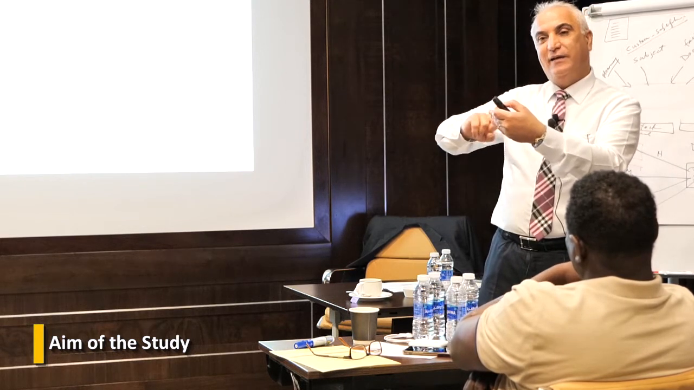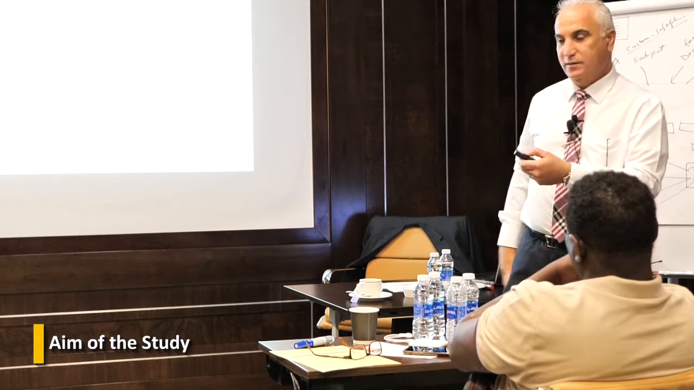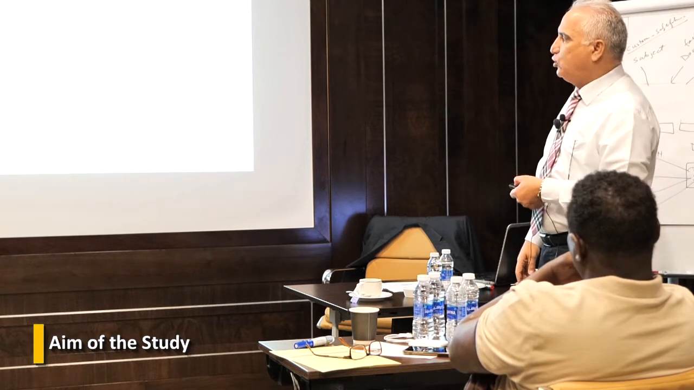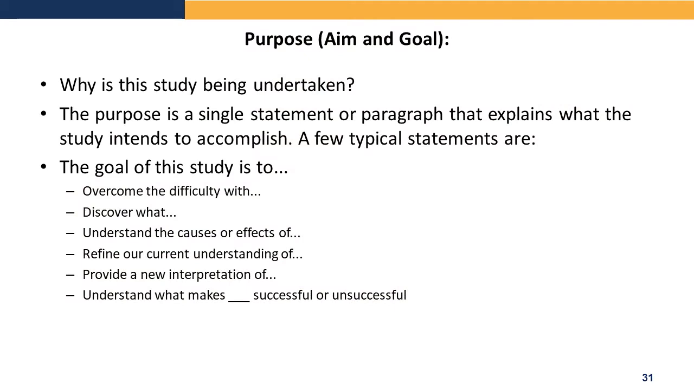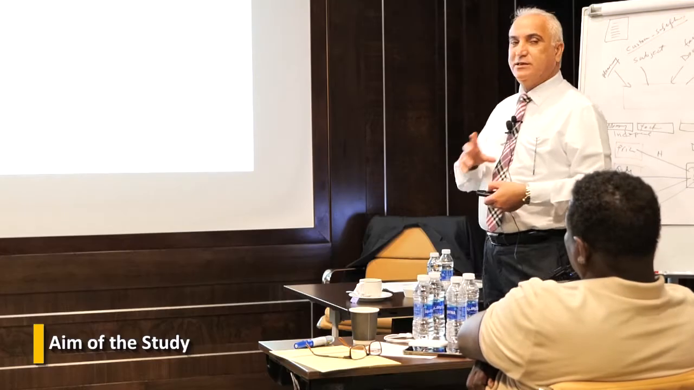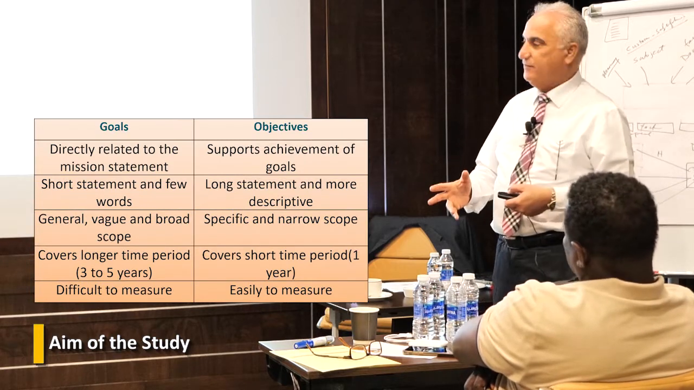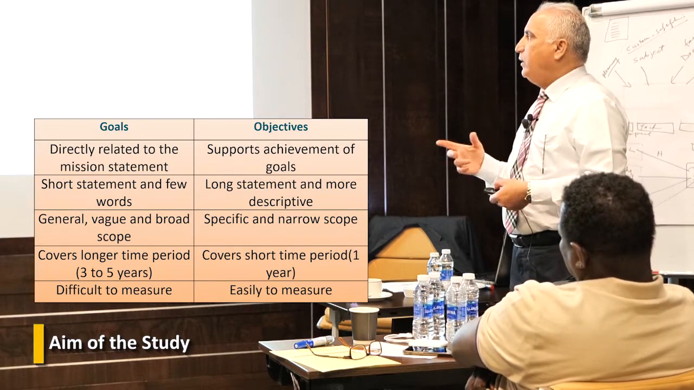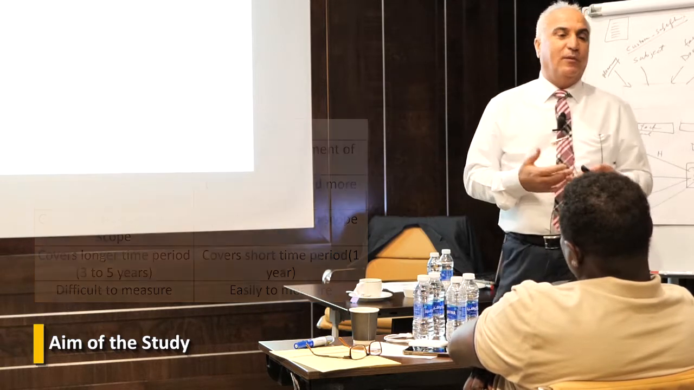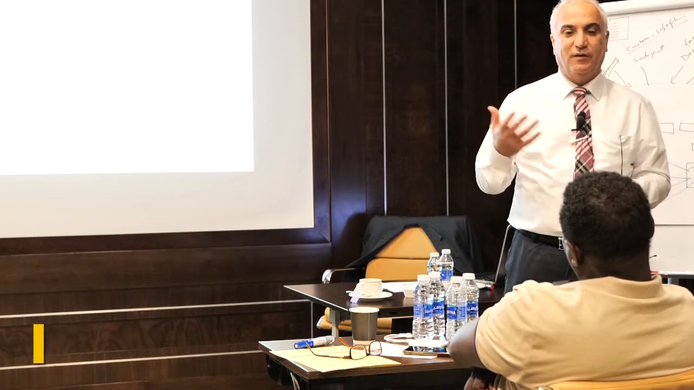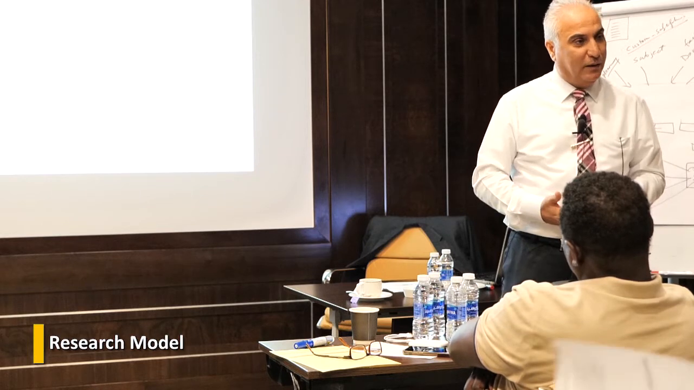It has to be reflected all in one sentence. So again, goals could be to overcome the difficulties, to discover, to understand, to refine, to provide. Now keep in your mind, a goal is a general statement, where an objective is what? A specific, smart one. After the objective, we need to develop a research model, which we call what?